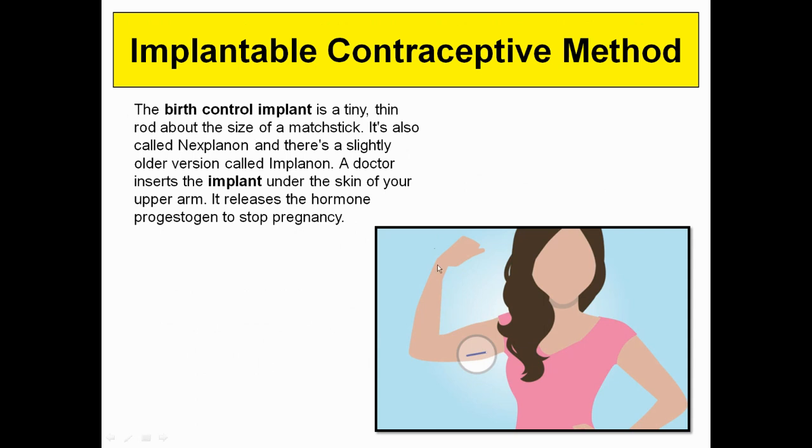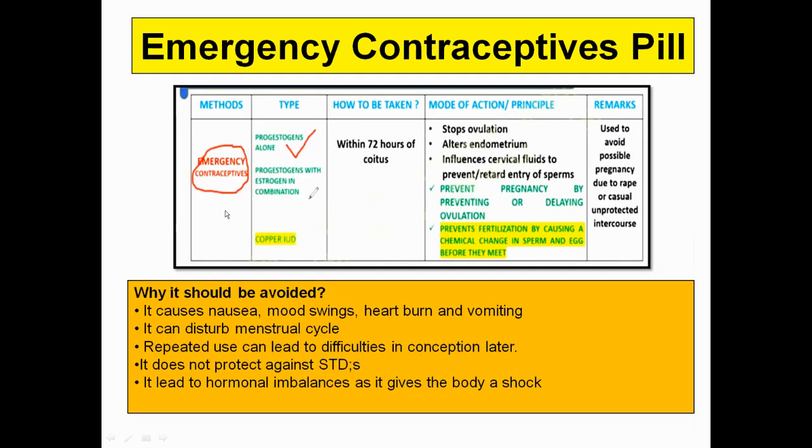You can see it is being inserted in the arm of the female, and the size is about that of a matchstick. Why are they referred to as implantable? The term has been derived from Implanon, which was the older version of the implants, and the recent version is Nexplanon. This is going to stop the pregnancy.